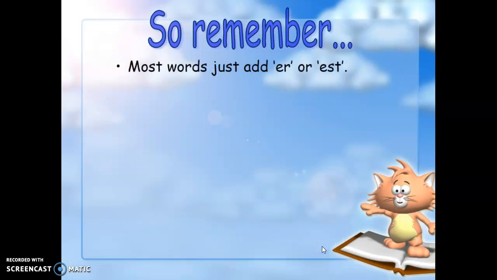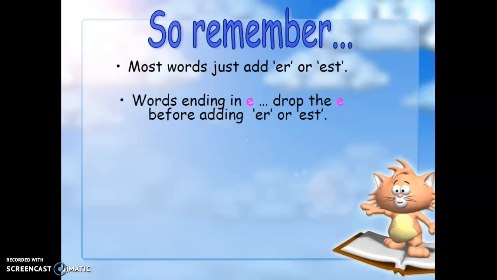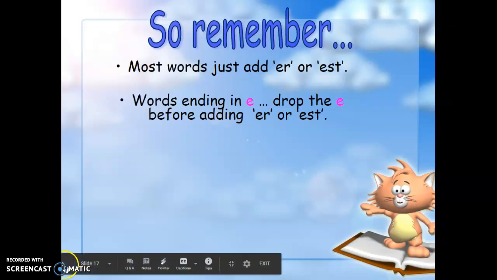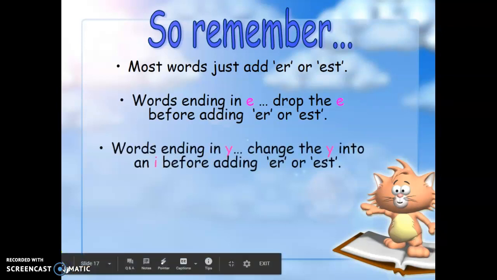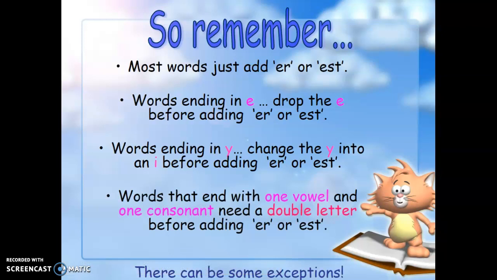So remember, these are the rules. Most words you just add ER or EST. Words ending in E, drop the E before adding ER or EST. Words ending in Y, change the Y into an I before adding ER or EST. And words that end with one vowel and one consonant need a double letter, so you're doubling the consonant before adding ER or EST. And just remember that exception to the rule.